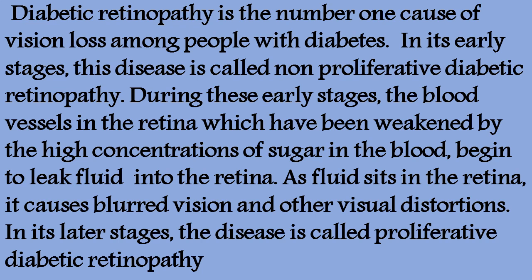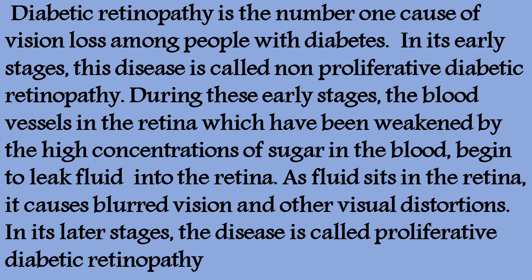In its early stages, this disease is called non-proliferative diabetic retinopathy. During these early stages, the blood vessels in the retina, which have been weakened by the high concentrations of sugar in the blood, begin to leak fluid into the retina. As fluid sits in the retina, it causes blurred vision and other visual distortions.